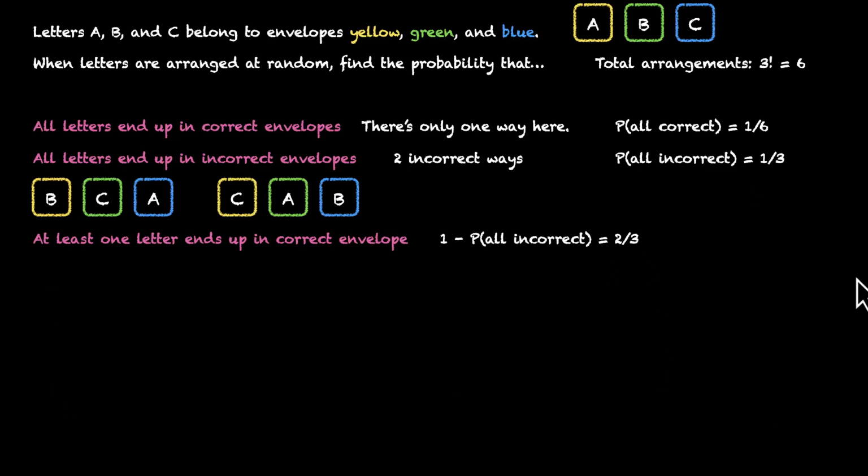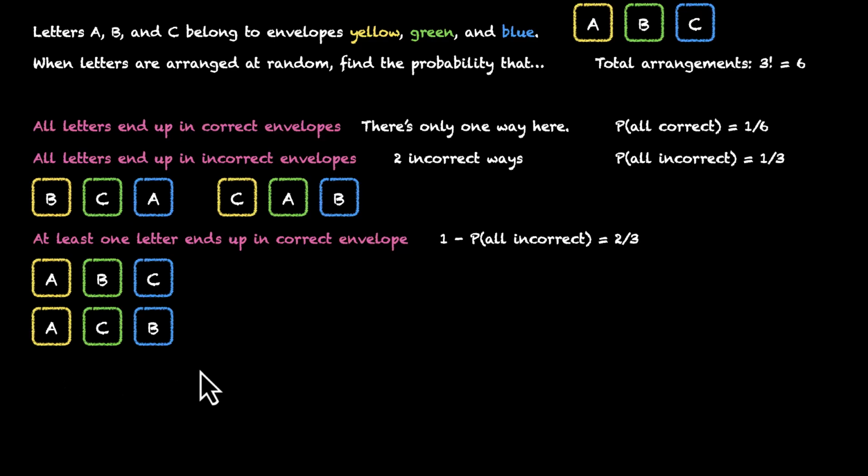But let's also list the possible scenarios. We want to make sure that at least one letter ends up in correct envelope. A, B, and C, that's correct. If we make sure that A is correct, we can flip B and C. That's going to be A, C, and B. This is also correct. We can start with C. The next one has to be B because we have to make sure that at least one is correct. So C, B, A, that's also having at least one letter ending up in correct envelope.